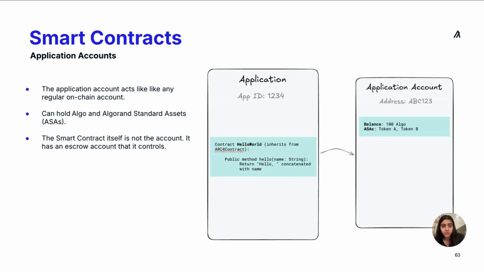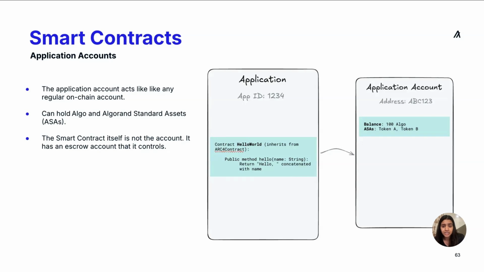Unlike your personal account, where you sign transactions with your private key, the application account doesn't need signatures. The smart contract logic itself determines when to send or receive funds. So you could write a method that says send 5 algos to this address, and the application account will execute that transaction automatically based on your programmed conditions. This opens up so many possibilities for your business logic. If you want to create a crowdfunding platform, the smart contract's account can hold all the contributed funds. If you're building a marketplace, the account can hold payments in escrow until transactions are completed. It's incredibly powerful.